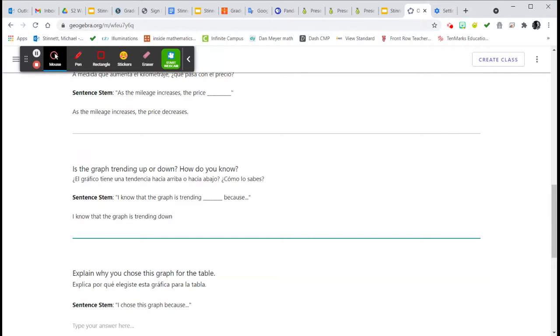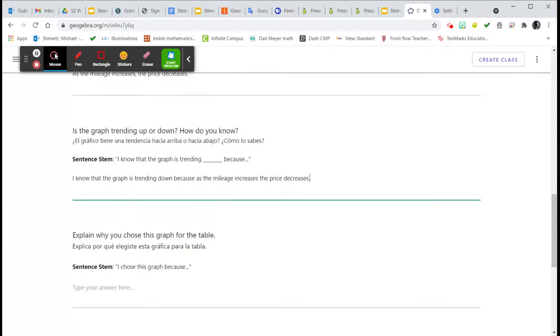The graph is trending down because, how do I know this? I know this because, as we just did, as the mileage increases, the price decreases. And that tells me that the graph is trending down.